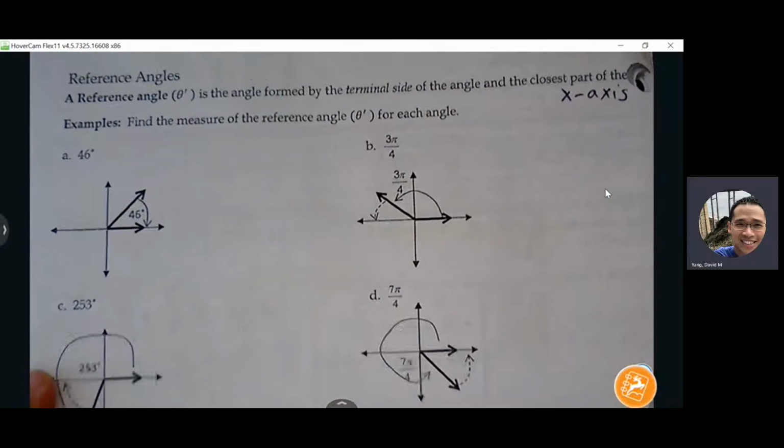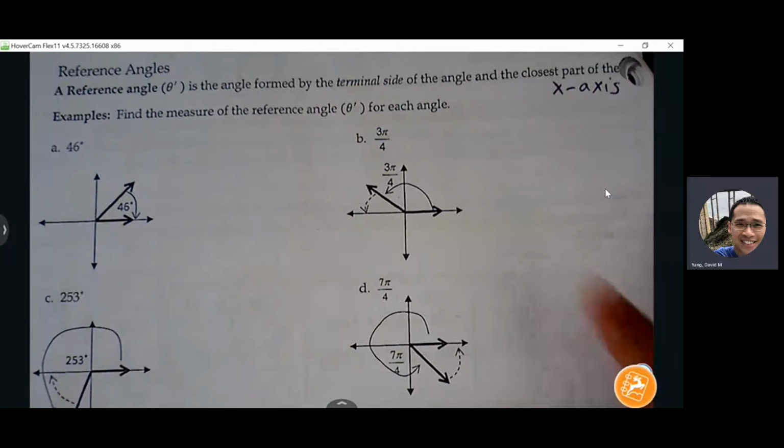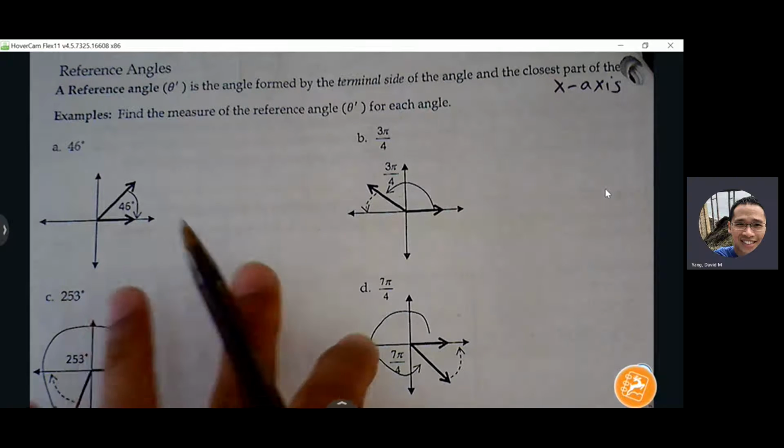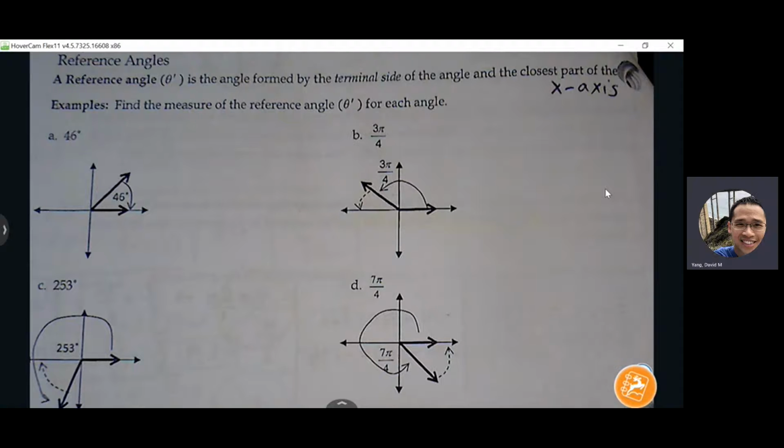Some of the words were cut off, so I'm going to show that. So a reference angle is the angle formed by the terminal side of the angle. That's the ending side of the angle. And the closest part of the, and then it got cut off here. It should say the x-axis, the closest part of the x-axis.